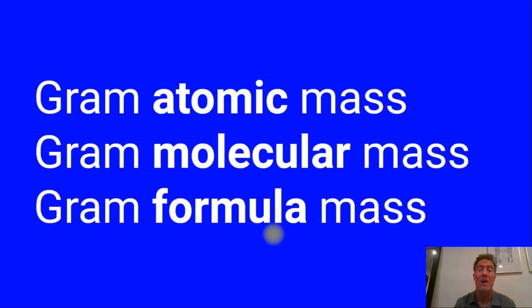So if you have an amount of grams equal to the atomic mass of an atom, you have a mole of that atom. If you have an amount of grams of a molecule equal to its molecular mass, the atomic weights of all of its atoms in grams, then you have a mole.